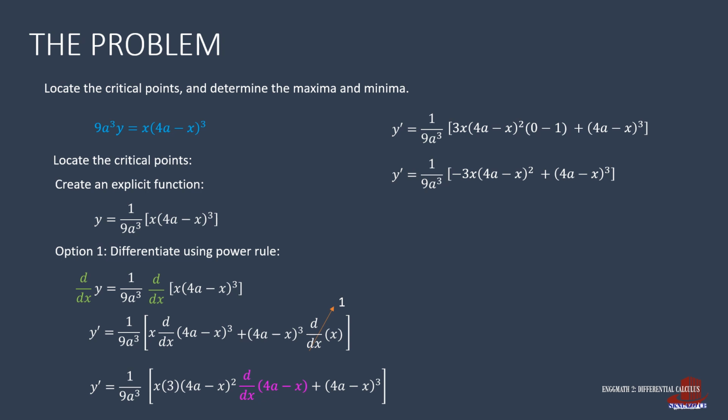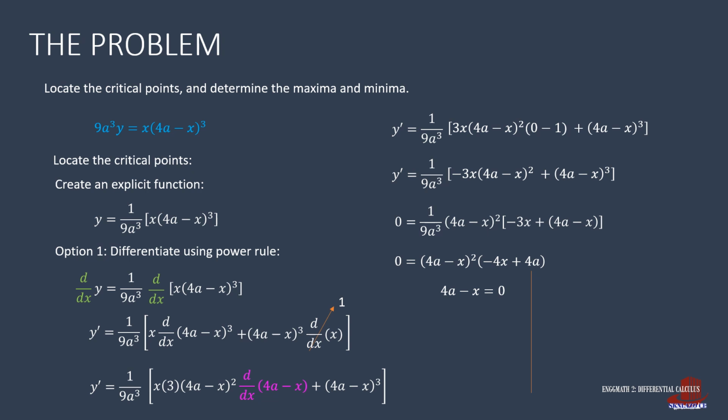With the two terms having a common binomial of the square of 4a minus x, extract it out with a constant, making the remaining part of the expression negative 3x plus 4a minus x. Since y prime is equated to 0, cross-multiplying 9a cubed still gives 0. The binomial on the right is also simplified into negative 4x plus 4a.